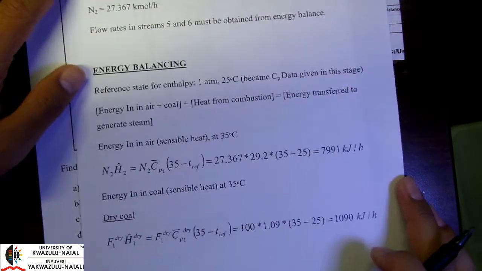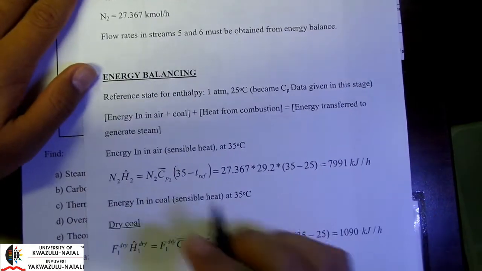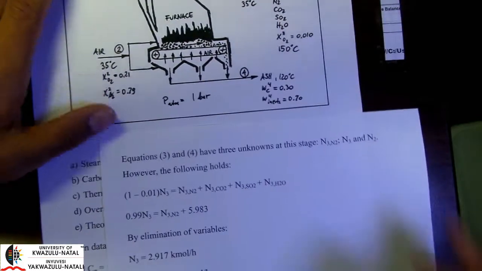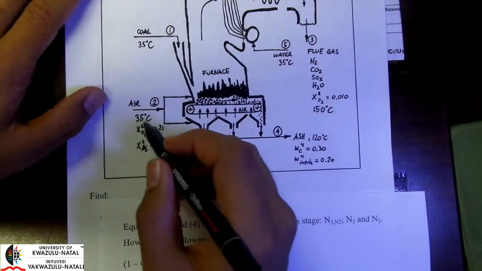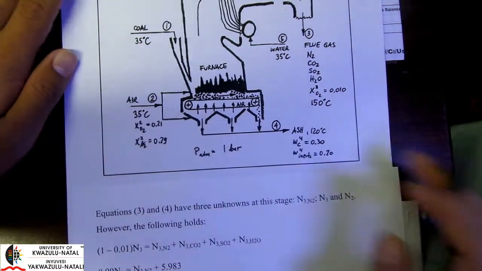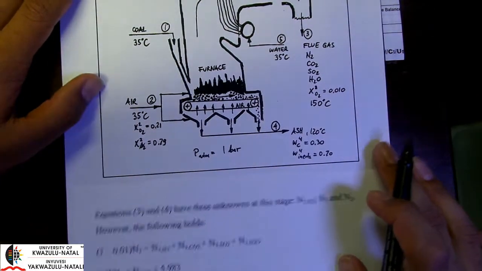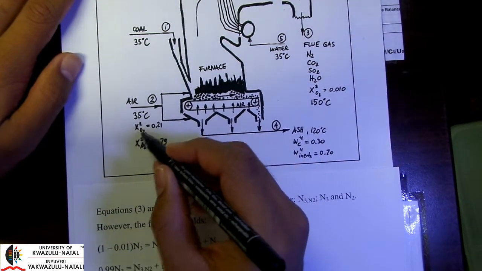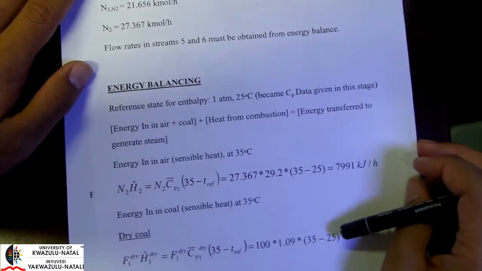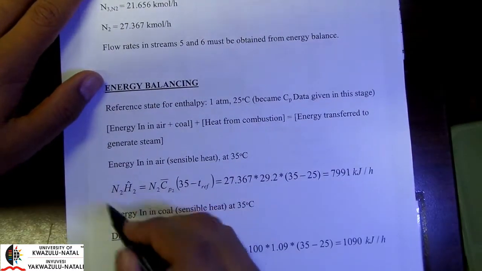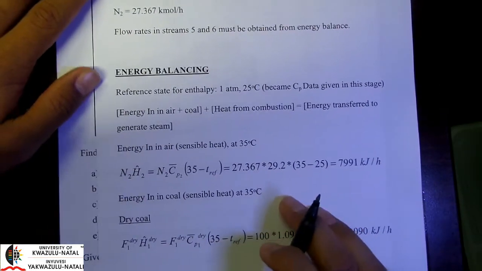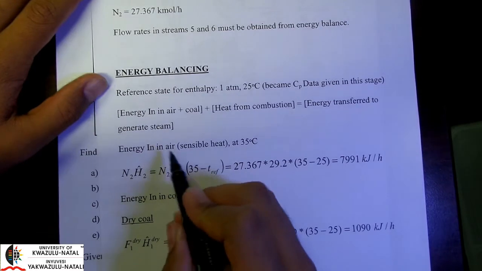Okay, now let's look at our energy in the air. That's quite simple. It's sensible heat. We have air coming in, oxygen, at 35 degrees Celsius, and we can express that sensible heat in reference to 25 degrees Celsius using our heat capacities for oxygen and nitrogen. Okay, so here it is. So that's our energy in the air.